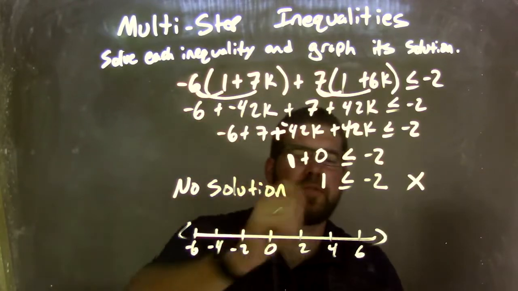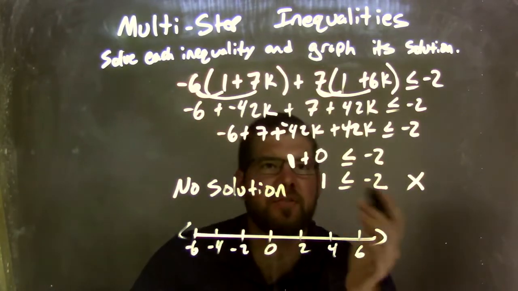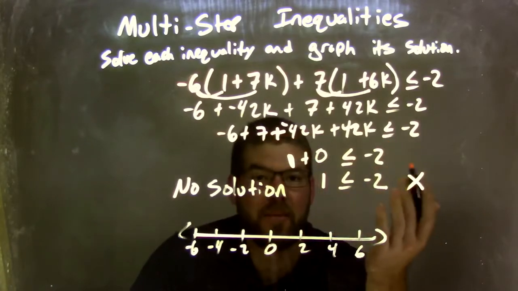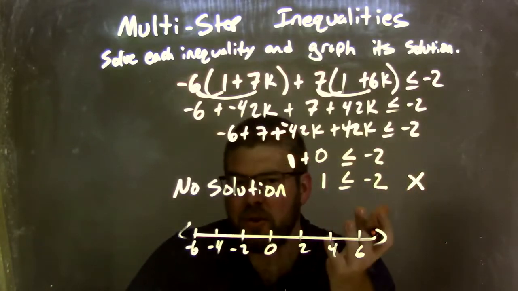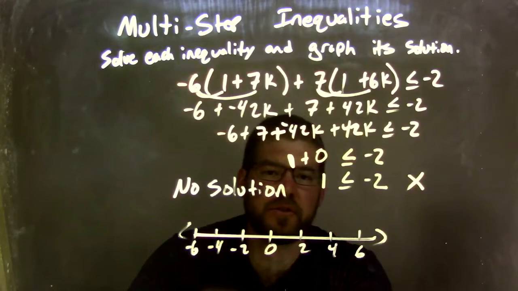No solution because, well, this is not a true statement. That means there's no value that we can put in for k that makes this true. So we have no graph. So our answer is just no solution, and there's no graph.